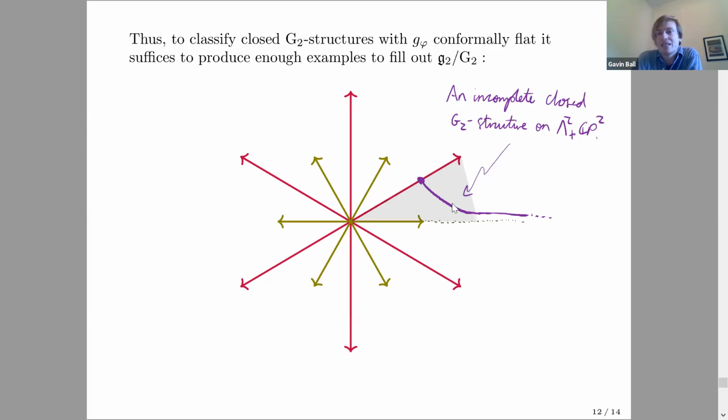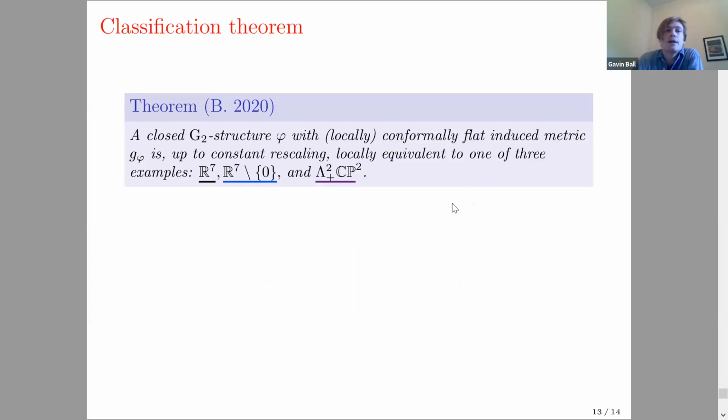And then with the uniqueness part of the previous theorem, this gives me the classification theorem. The theorem says that if I have a closed G2 structure with locally conformally flat induced metric, then up to some constant rescaling, it's locally equivalent to one of the three examples that I described. So it's either flat R7, this incomplete metric, which is not flat on R7 less the origin, or this incomplete closed G2 structure on lambda 2 plus CP2.